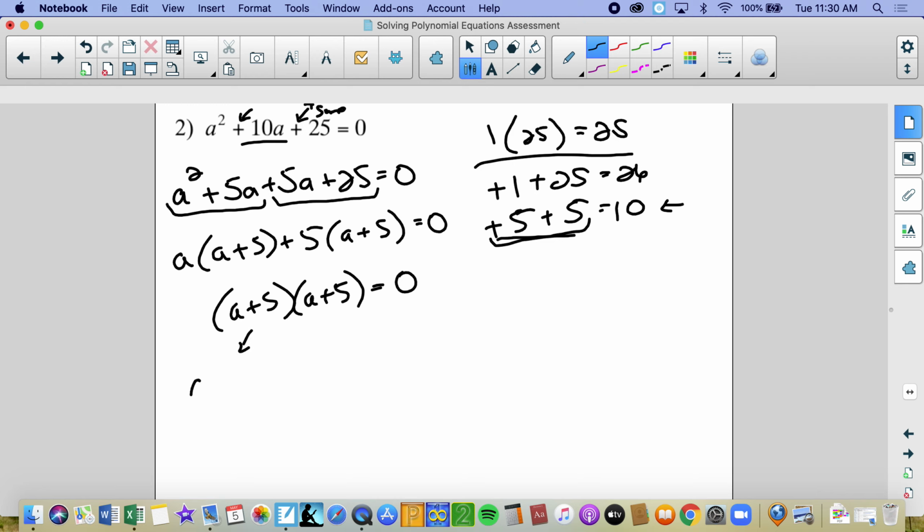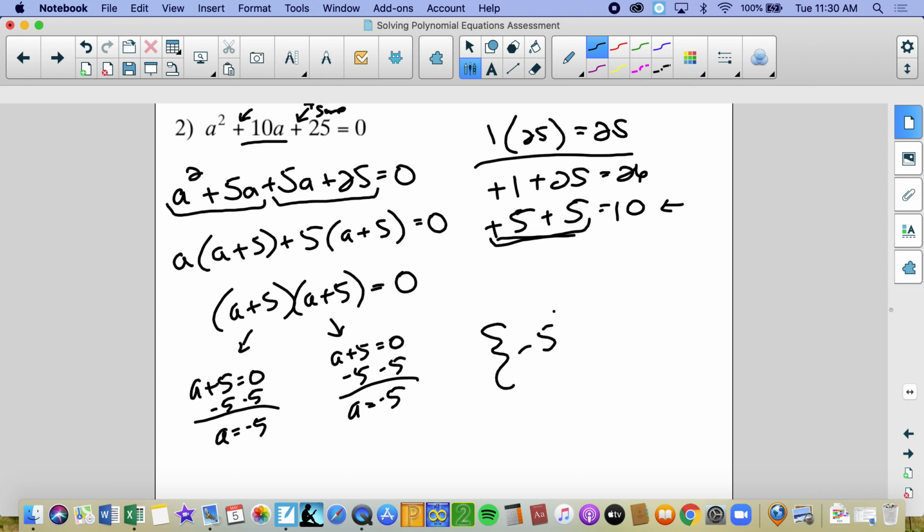We set each one equal to 0. And subtract 5. Subtract 5. And my solution is -5. I don't list it twice. I'm listing the solution. There's only one solution in this problem.